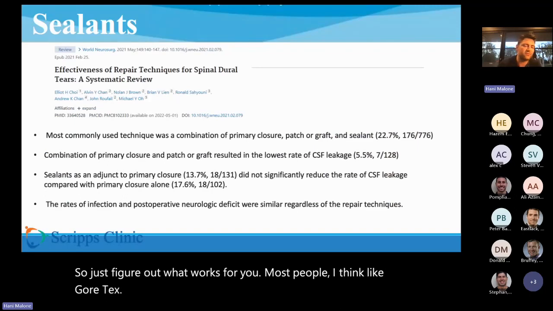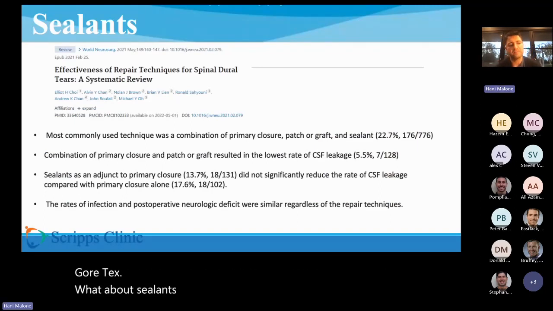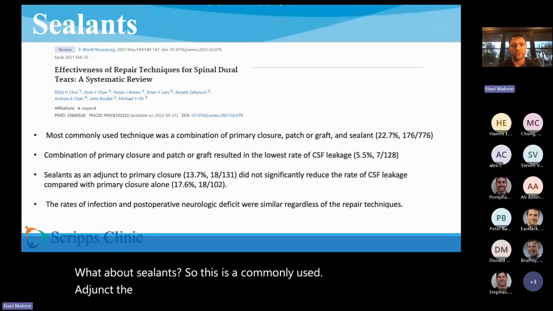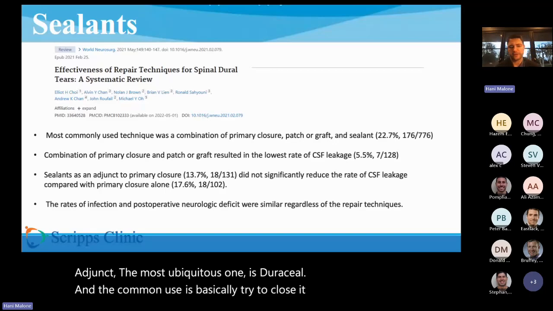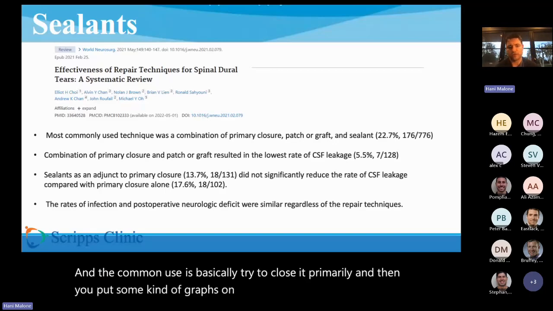What about sealants? So this is a commonly used adjunct. The most ubiquitous one is Duraseal. The common use is basically you try to close it primarily, and then you put some kind of graft on it, and then sealant, with the graft being something that's collagen based, like Duragen.